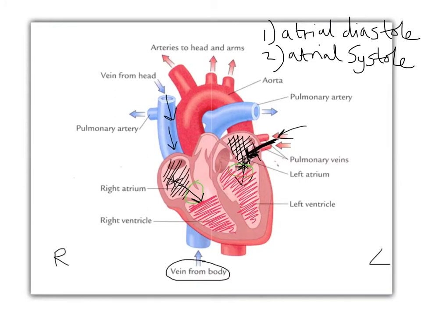When those ventricles are filling with blood, we can see that that would be a period of ventricular diastole. The ventricles would be relaxing to allow them to fill with blood.